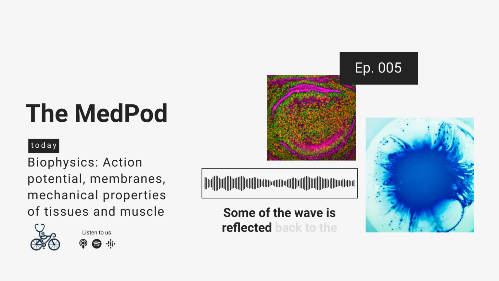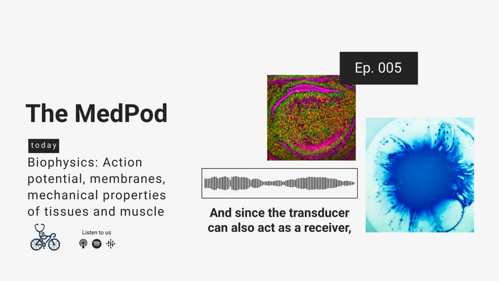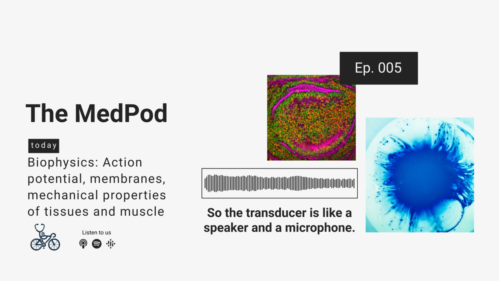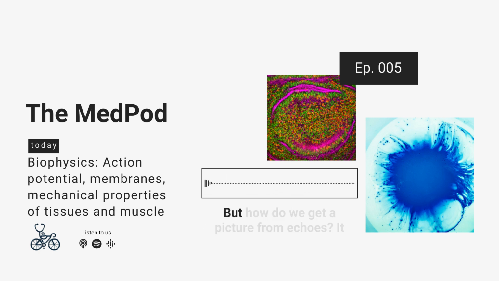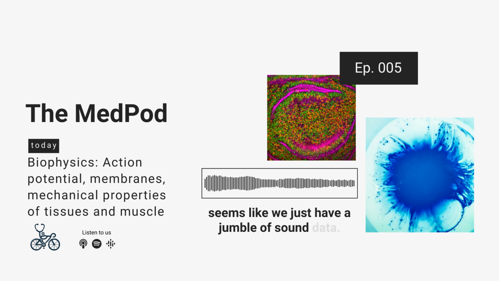Some of the wave is reflected back to the transducer, kind of like an echo. And since the transducer can also act as a receiver, it detects these echoes and converts them back into electrical signals. So the transducer is like a speaker and a microphone in one. It is. But how do we get a picture from echoes? It seems like we just have a jumble of sound data.